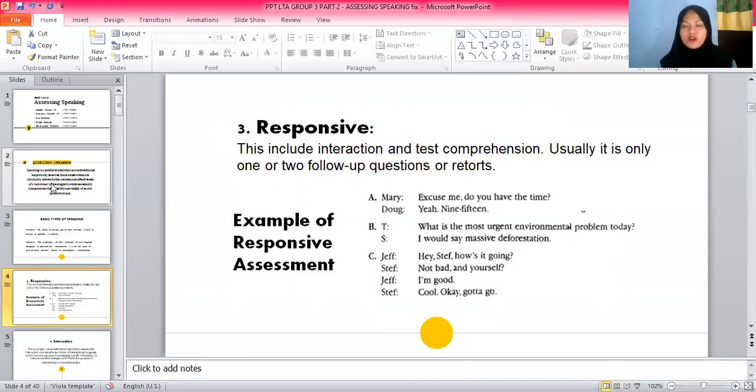And for the example of responsive assessment, because it includes a very short conversation, we can see from the examples like point A, Mary and Do. The short conversation is like, "Excuse me, do you have the time?" And Do answers, "Yeah, 9:15." It's just a short conversation. It means responsive speaking. It also happens in the conversations in point B and point C, like you see on the screen.